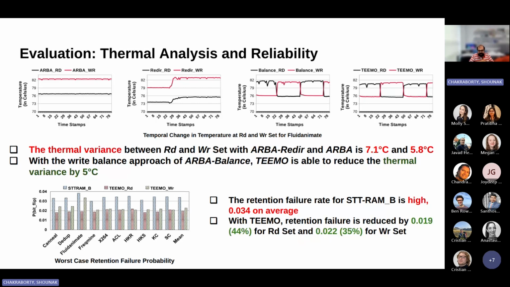This probability is quite high in the case of the STT-RAM baseline, denoted as STT-RAM_B, which is really high on average at 0.34. With TIMO, this failure has been reduced by 0.09, which is basically a 44% reduction for the read set and a 35% reduction for the write set.